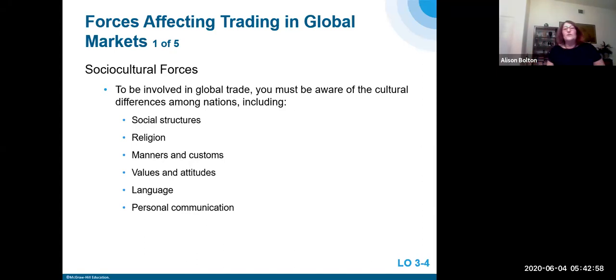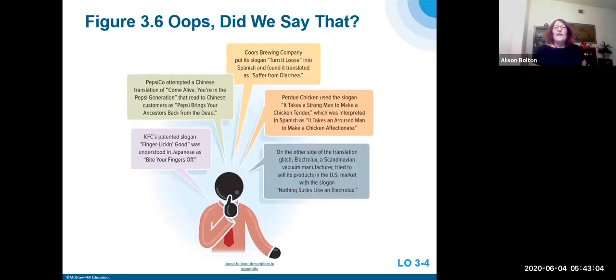Social, cultural. And I believe, let me move forward to the next slide. And these are the things we need to look at, you know, how we're communicating. Did we say that? You know, there's terms that we in the United States don't realize may be offensive or maybe said wrong. So let's just look at these.